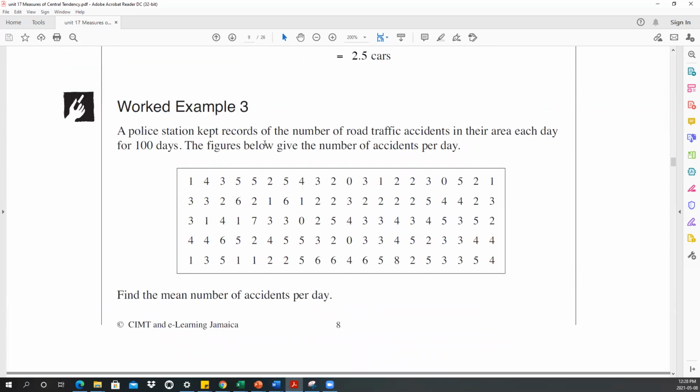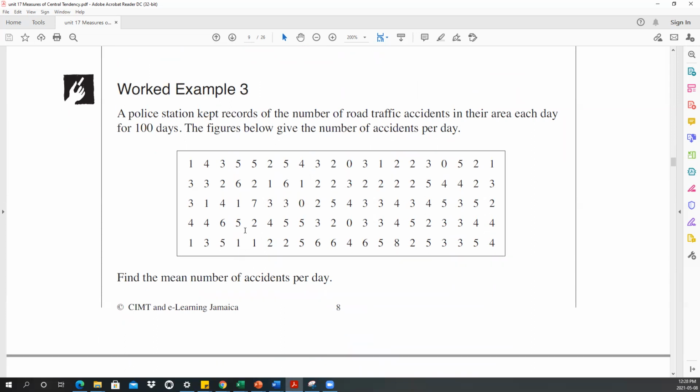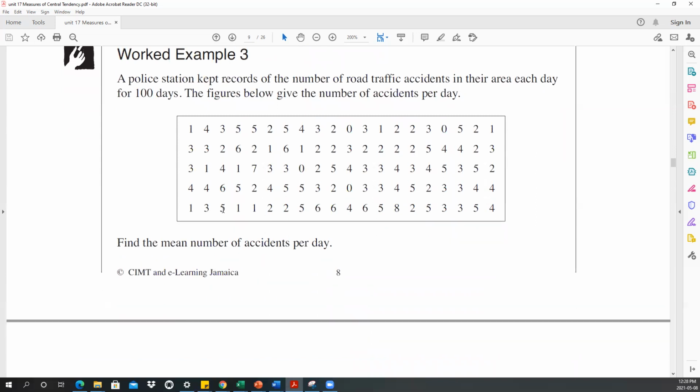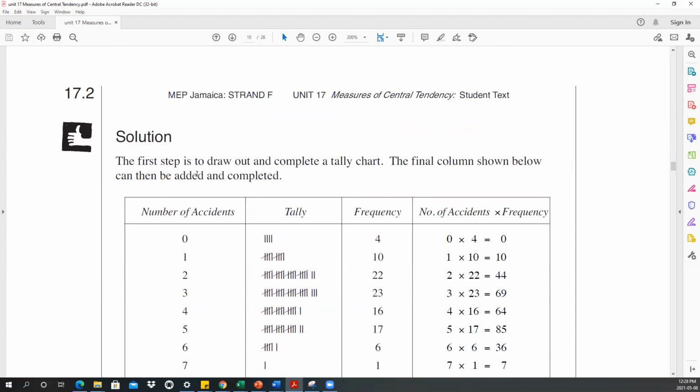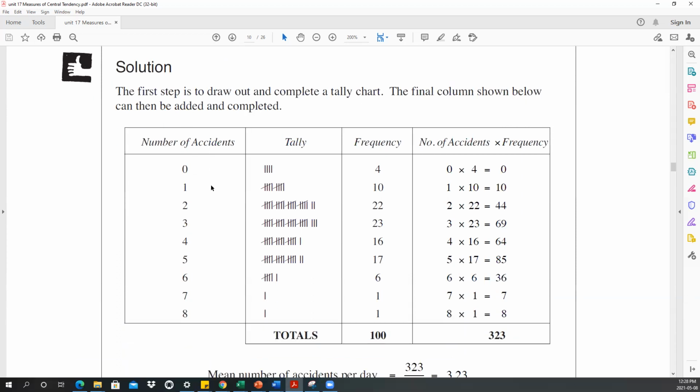The police station kept records of the number of road traffic accidents in their area each day for 100 days. The figure below gives the number of accidents per day. Find the mean number of accidents per day. It says the first step is to draw out and complete a tally chart. The final column shown below can then be added and completed.